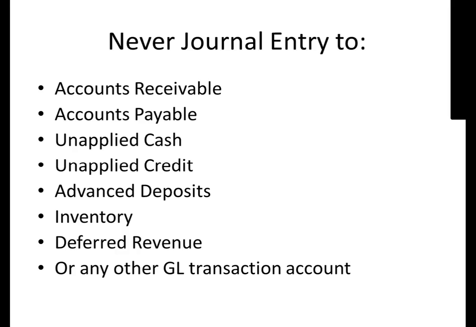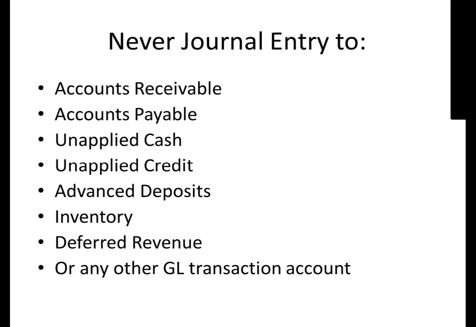There's an unapplied cash GL account. Your unapplied cash should balance to all of the open unapplied cash items that are sitting on your customers' accounts. Same thing with unapplied credits, advanced deposits. Also, there's the inventory account. Inventory is your inventory asset. Well, your stock status report should balance to your inventory. Same thing with your deferred revenue. All your outstanding deferred revenue should balance to your deferred revenue.